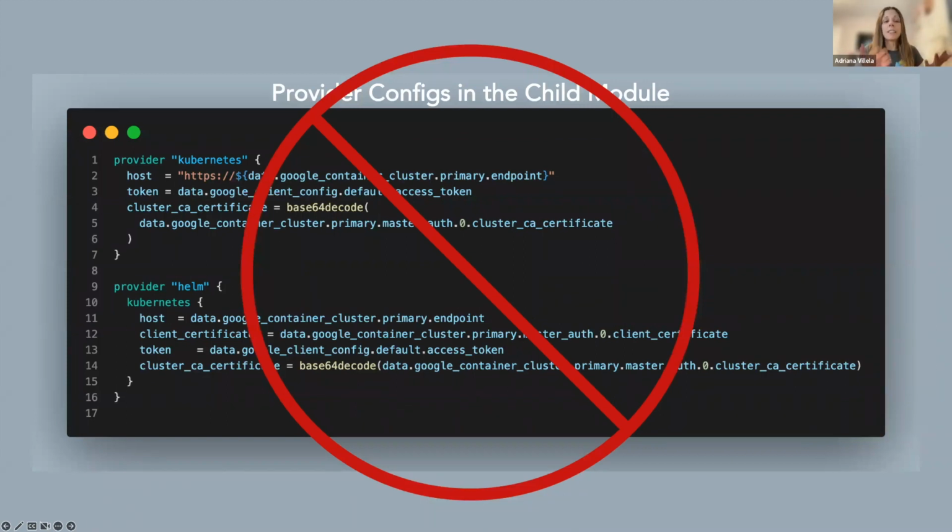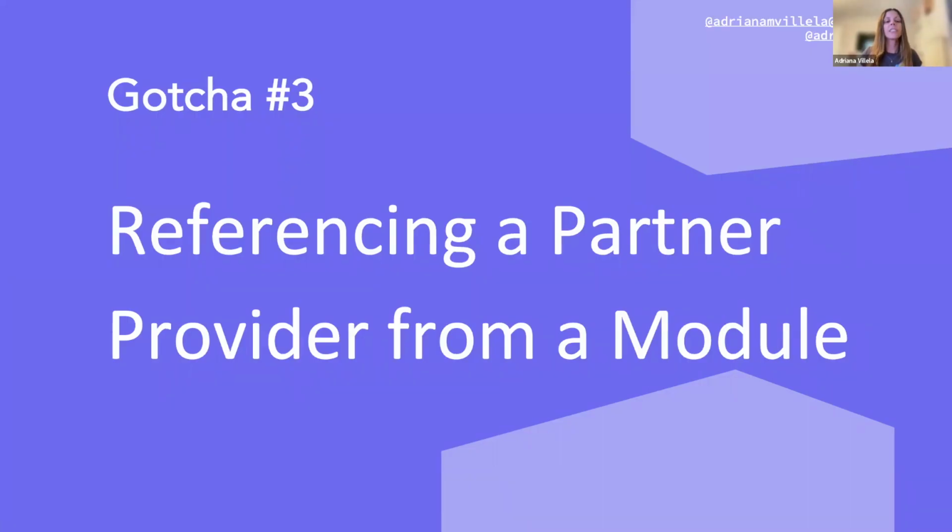Because the thing is, when you configure your providers in the root module, Terraform just passes those configurations down to the child modules, so you don't have to worry about it. All good. Great, so I made that fix, and all was well with the world. Terraform was no longer mad at me until I hit gotcha number 3, referencing a partner provider from a module. Now, this one, I would have to say, was the most confusing of the gotchas that we encountered.